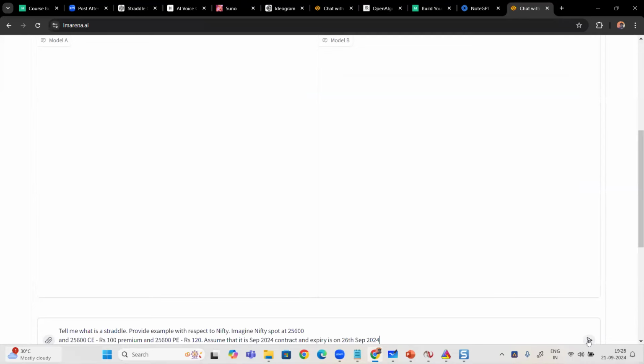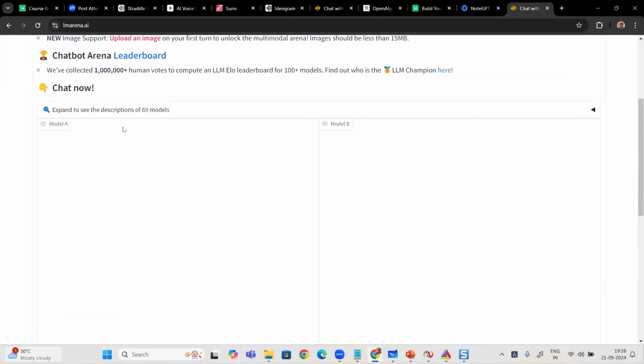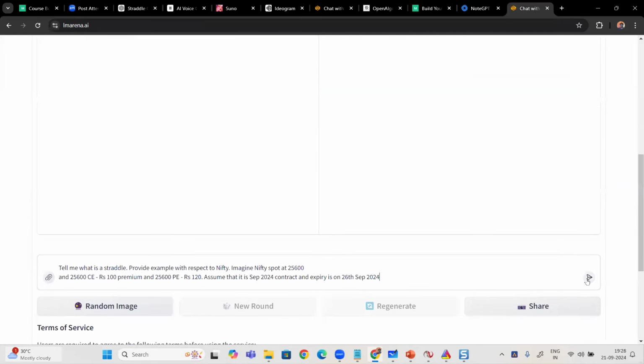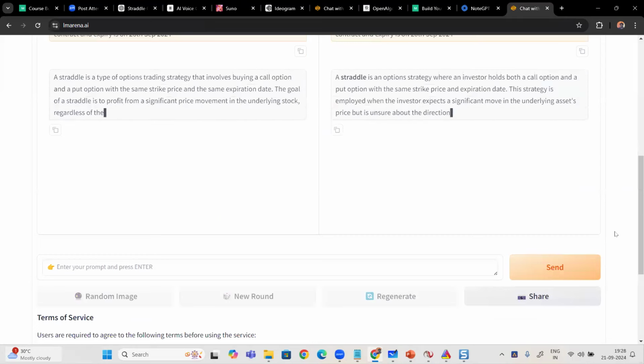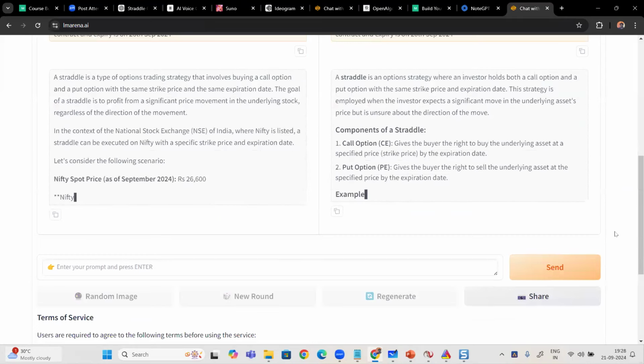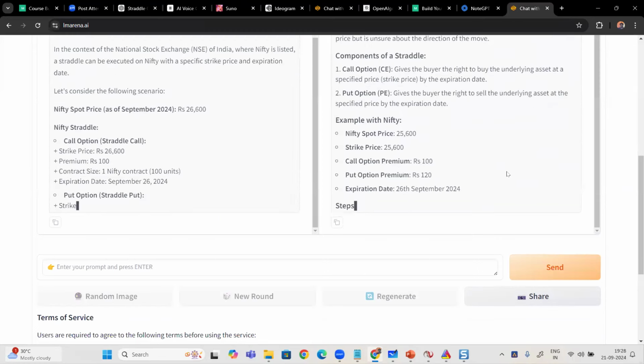Now, if I send it simultaneously, the two models, model A and model B, are going to respond, and you have to tell which model is better. It's a kind of competition among the models. Which model's reasoning capability is good? Which model is better in terms of explaining?